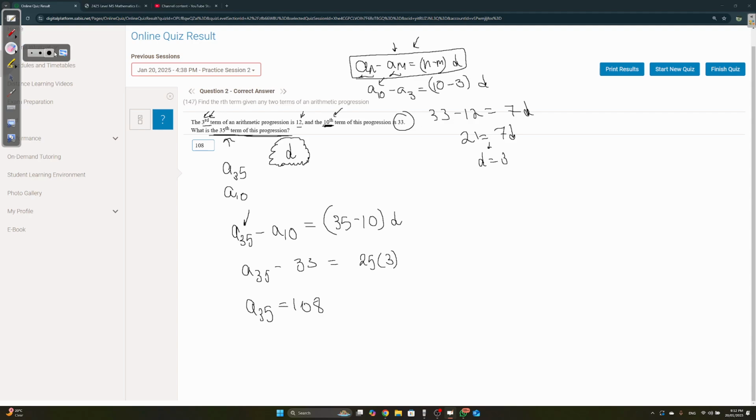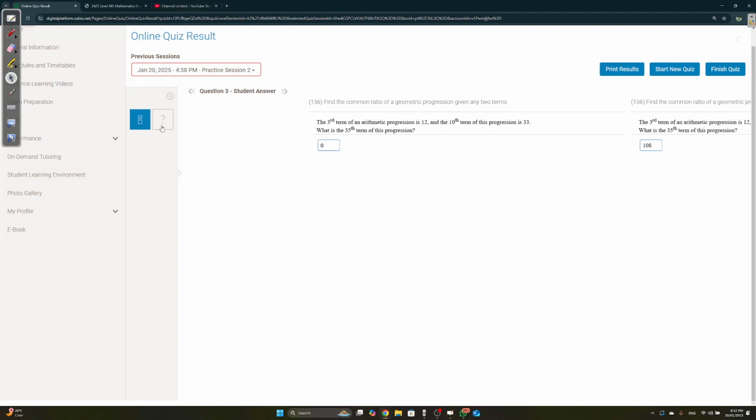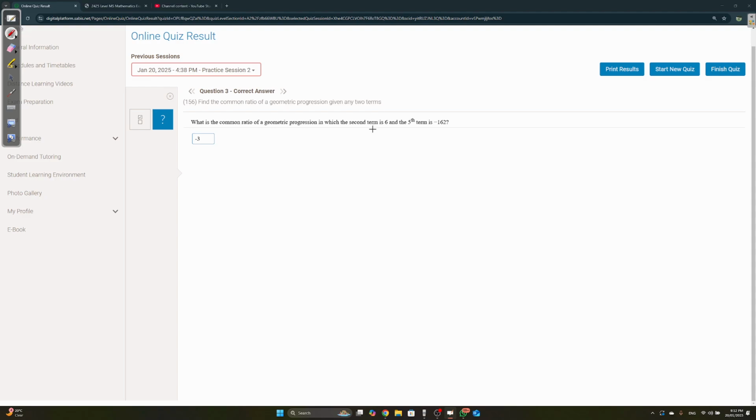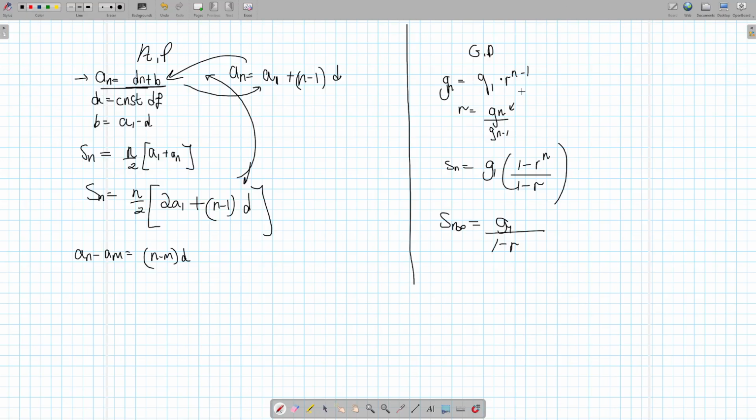You can use my method of solving. Many people have different ways of solving. You can use whatever you want. What is the common ratio of a geometric progression in which the second term is 6, so g2 is 6, and the fifth term is negative 162. So another formula, again, I'm sorry I left it out, it's actually over here.